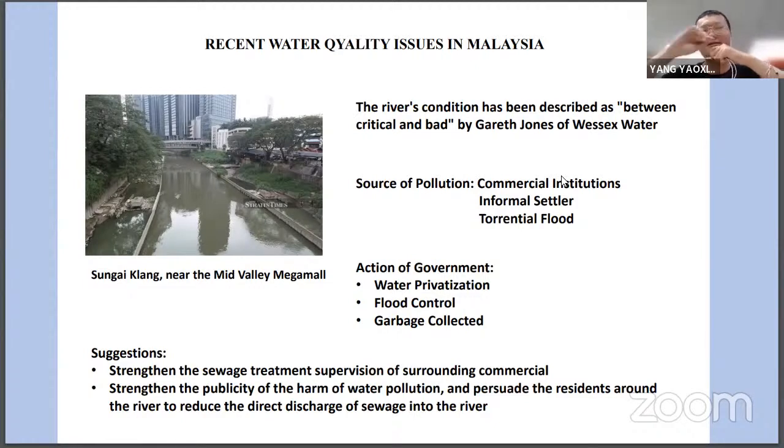And I think this river is just like a stream in my hometown when I was young. They had the same situation, but the government did more about the river. They stressed sewage treatment, supervision of the surrounding commercial areas, and strengthened publicity about the harm of water pollution, and urged residents around the river to reduce the direct discharge of sewage into the river. So when I left my hometown, the river was actually cleaner than before. I think the Malaysian government can also do these things. So that's all. Thank you.